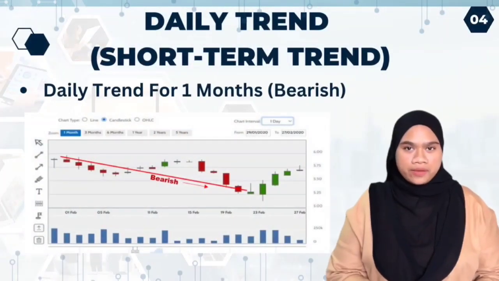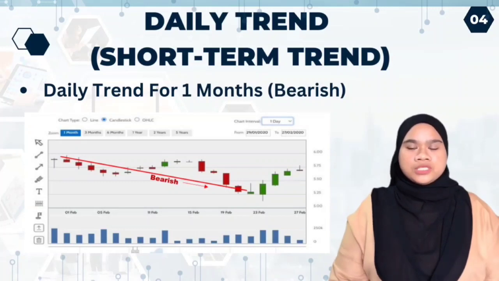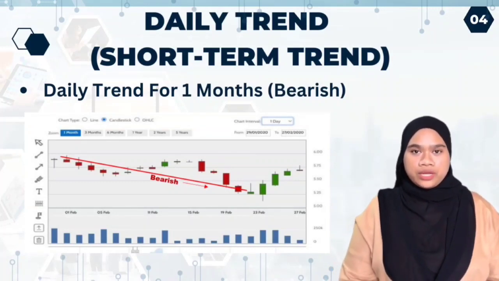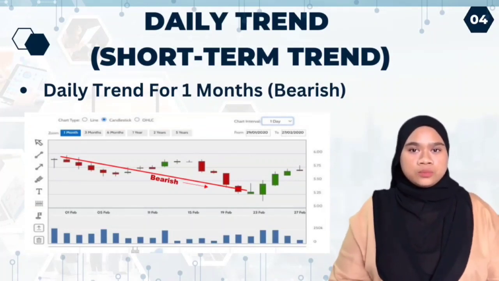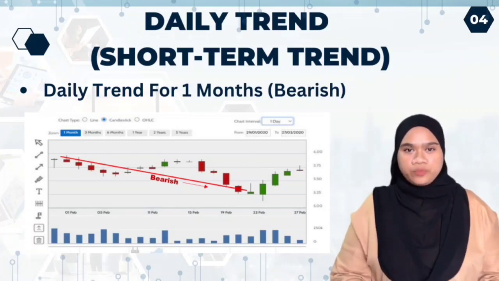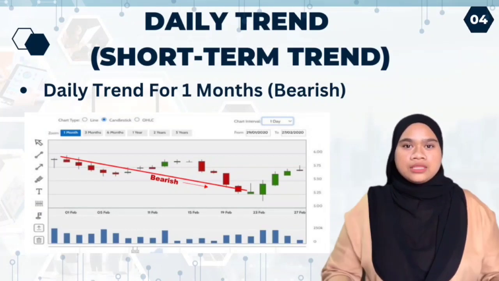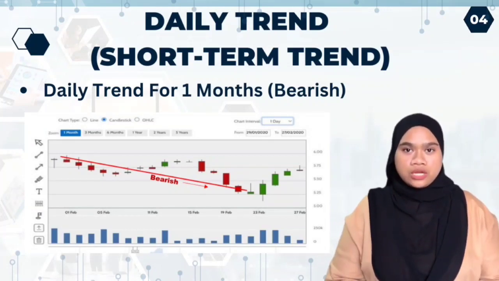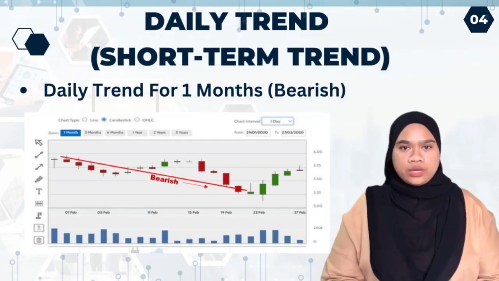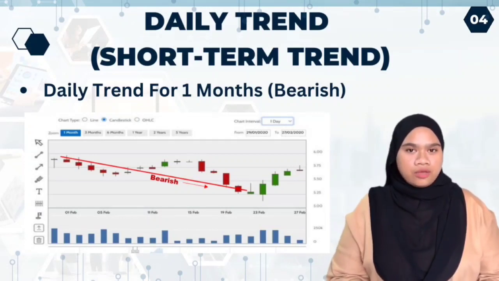Next, for the 1-month bearish. During the period from January 28 to February 21, the candlestick trend for Top Glove exhibited a gradual bearish movement in the stock price, with a subsequent rebound toward the end of the month. The close price decreased from RM6 on January 28 to RM5.29 on February 21, indicating a decline in stock value.